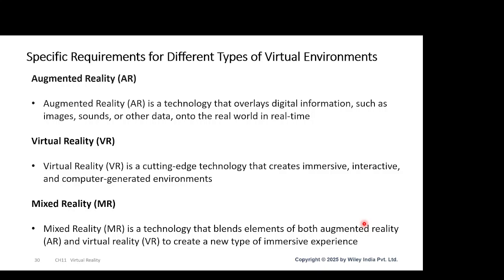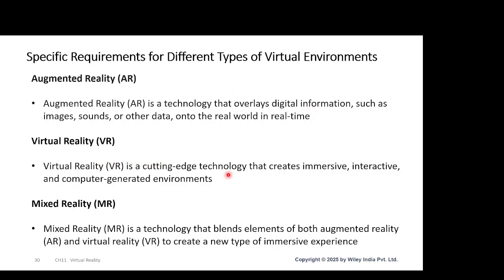Now, specific requirements of different visual environments include augmented reality. Augmented reality is a technology that overlays digital information such as images, sounds, or other data on the real world in real time. We are already using augmented reality. Can you guess where? If you have used the Snapchat app, you take your own picture and then you superimpose some accessories, some dress on your image, right? Or you change the background. You're sitting in a room, but the background would be as if you are sitting next to the Eiffel Tower, right? So that is augmented reality, which overlays digital information onto the real world in real time.